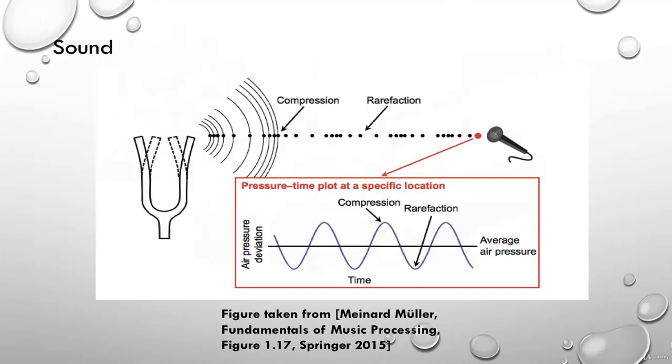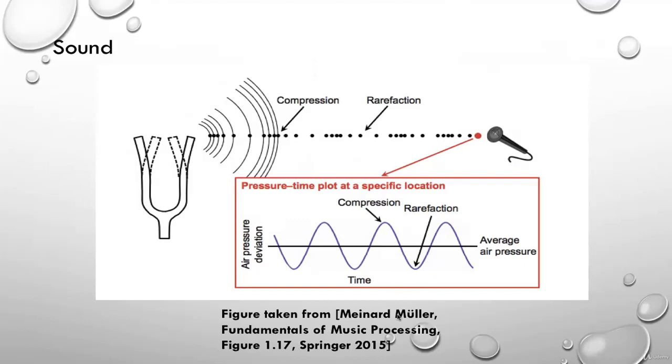And this causes local regions of the air to have compression regions and rarefaction regions. Compression regions are where the air pressure is higher than the ambient or background pressure, and the rarefaction regions are where the pressure is lower than the background air pressure. So this is all relative.